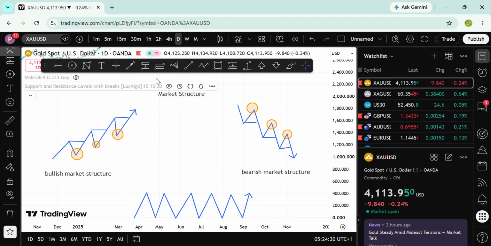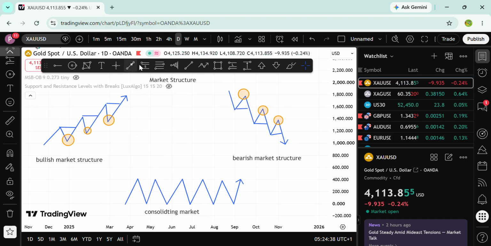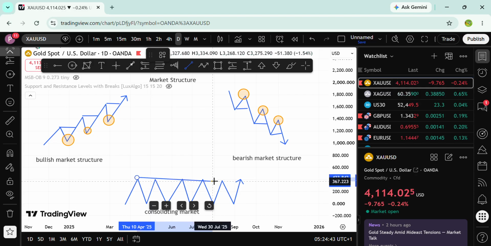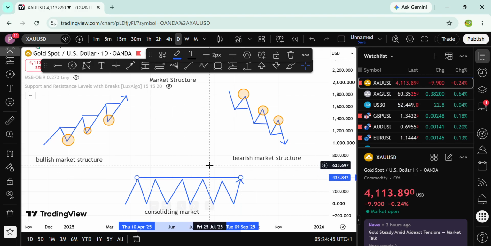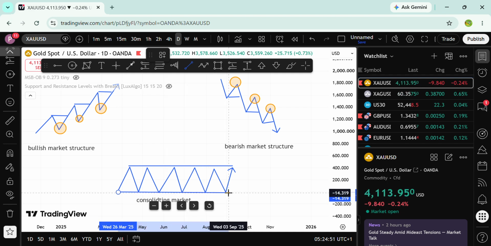So that's it. This is an order block. This is an order block as well. In our next class, I'll be teaching you what an order block, break of structure, and fair value gap are. So in this consolidating example, you can see this one is not giving us any market movement.